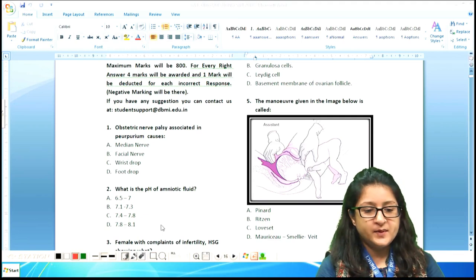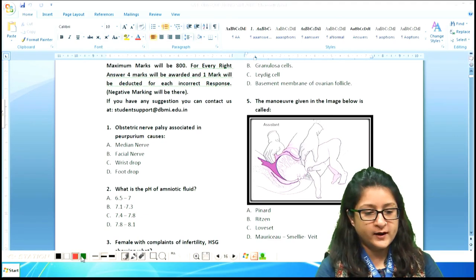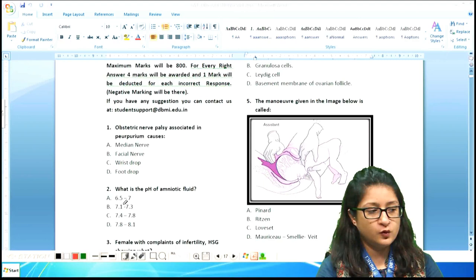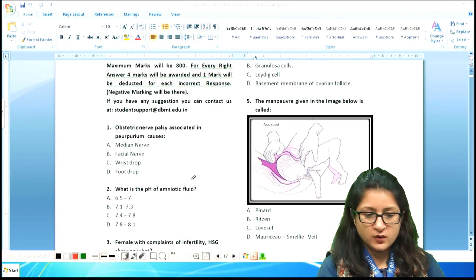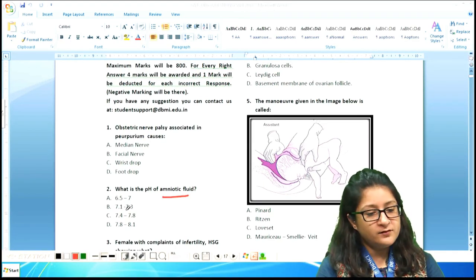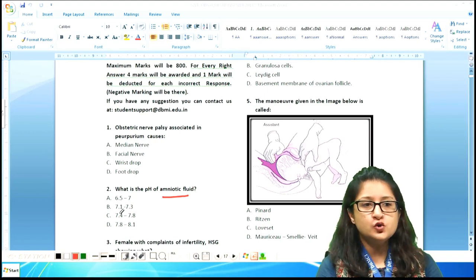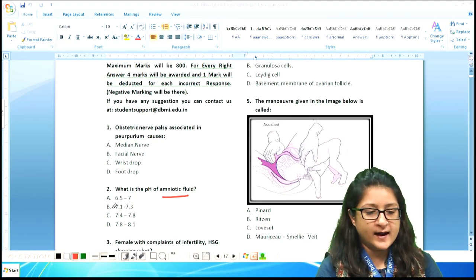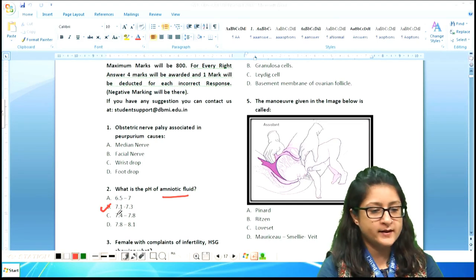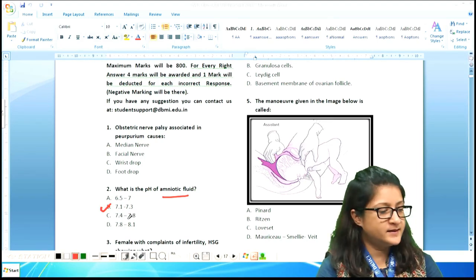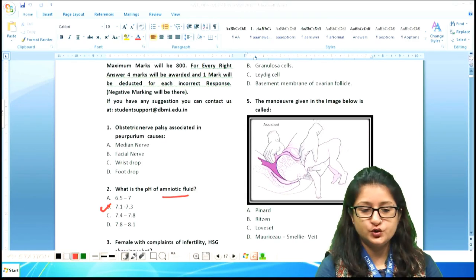What is the pH of the amniotic fluid? Now the pH of the amniotic fluid here is, we know that it is alkaline, and even in alkaline it is more towards the neutral side. It is not excessively alkaline, so 7.1 to 7.3 is the correct answer of question number 2.